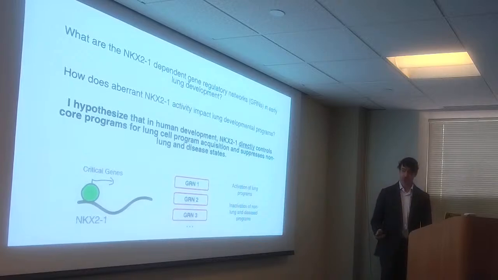So you can see here in the schematic, NKX2-1 is directly binding to genes associated with these gene regulatory networks that are associated with activation of lung programs and inactivation of non-lung and diseased programs. So it's important to note, however, that mice that are heterozygous for NKX2-1 don't show a lung phenotype. So it's impossible really to study lung heterozygosity with a mouse. So to do this, we really needed to work on getting a human developmental model.